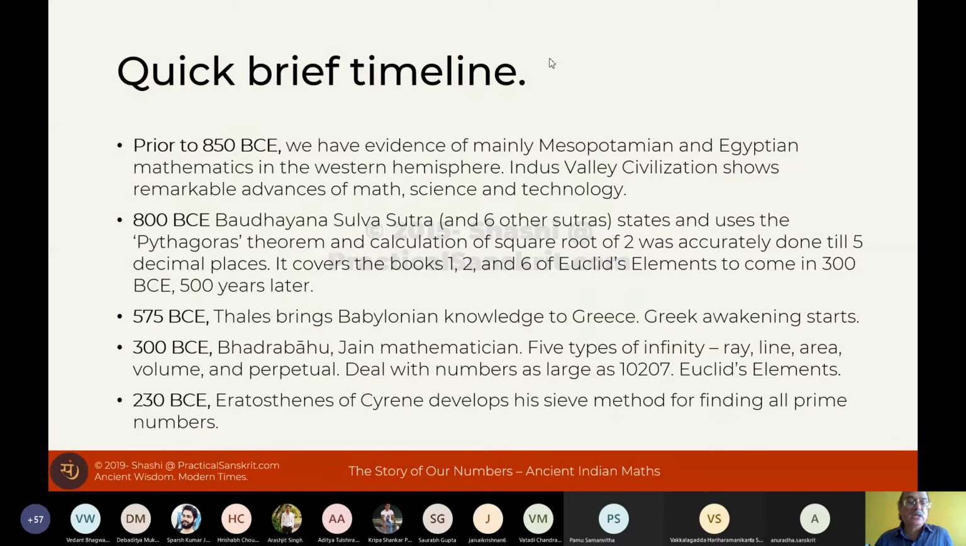mathematical discoveries. So prior to 800 BCE, we have evidence of mainly Mesopotamian and Egyptian mathematicians in the Western Hemisphere, and the Indus Valley on this side of the world, or the Indian side of the world. 800 BCE, Bodha and Sulbasutra. There are 6 other sutras also, but Sulbasutra mentions the Pythagorean theorem, and it gives proofs also, and a calculation of the square root of 2, accurately done to 5 decimal places. And how they arrived at or calculated the square root of 2 is also very interesting. Geometrical construction is also there.